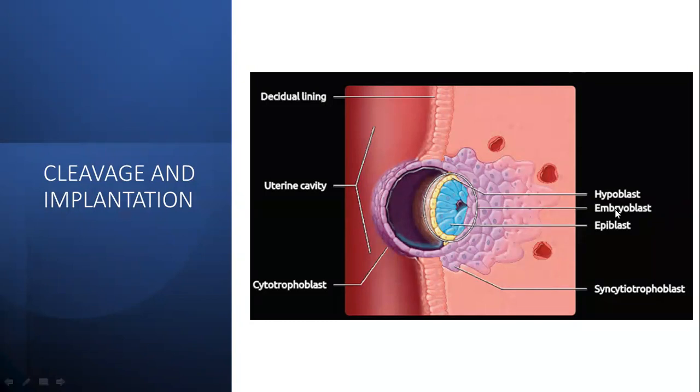Then our embryoblast layer has two layers of cells. That is the hypoblast, which is this layer at this side, and the epiblast. The hypoblast consists of cuboidal cells, and the epiblast consists of columnar cells, and this is the part which will eventually form our amniotic cavity as the embryo continues to grow.